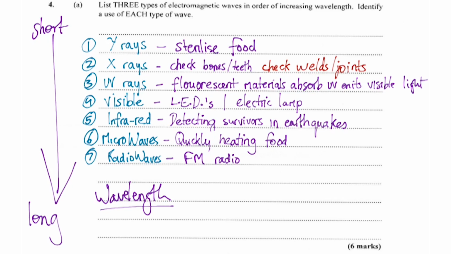You don't need to learn the exact wavelengths, but just be familiar with it so that if you see it, you know which one is which, right? But just write it down and write down the use of each of these from your textbook. Or you could just take it from here.